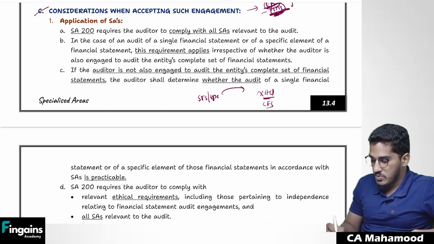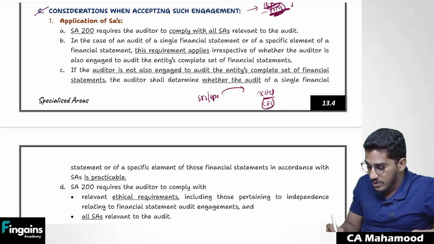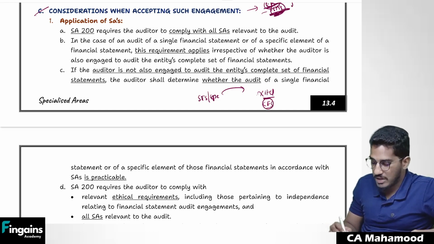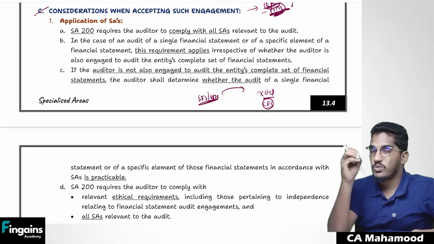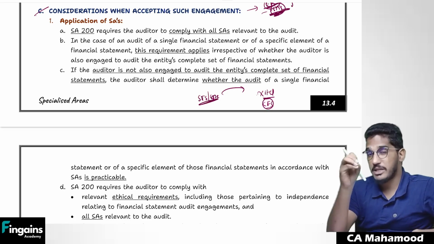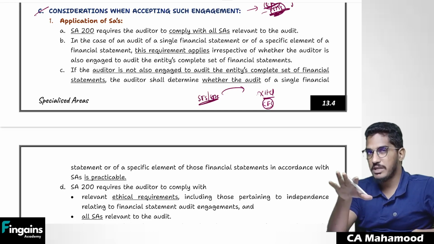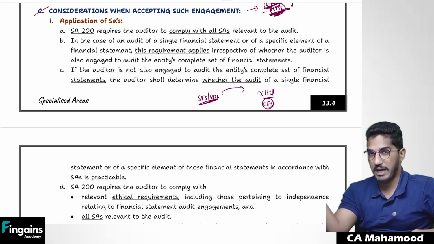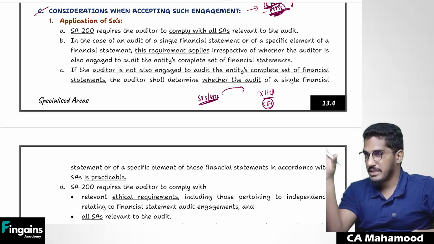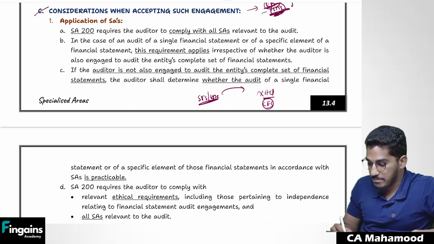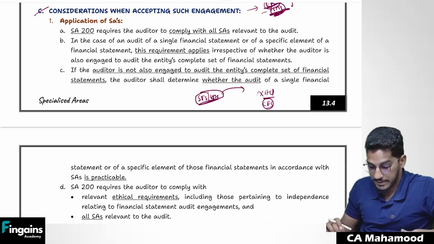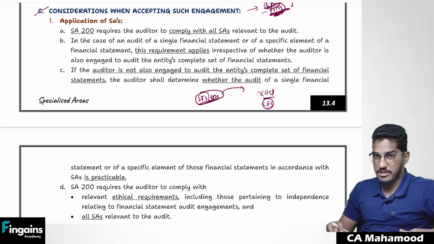So in some circumstances, what will happen is, unless you are the person who is doing the audit of the complete financial statements, you might not be in a position to audit a single financial statement or specific element of a financial statement. In some cases it might be possible, but in the majority of cases it might not be practicable. If you are not conducting the audit of the complete set of financial statements, then in some circumstances it becomes impracticable to audit a single financial statement or specific element.